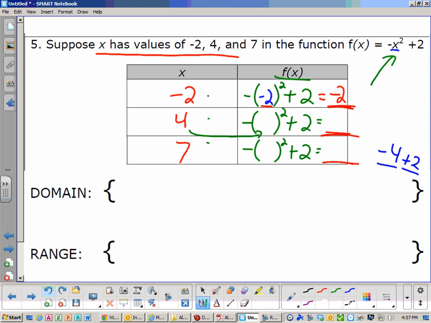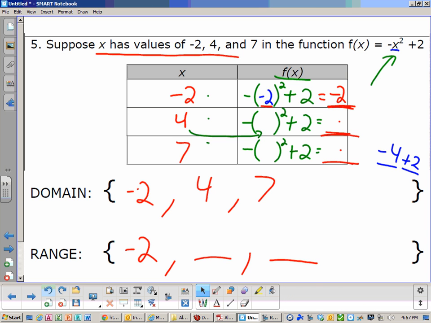And then put your answers in your choices. Your domain is -2, 4, 7. There you go. Your range is -2, well, you still got to figure out those other 2. They're right there. You got to figure them out. I'll let you work on it.